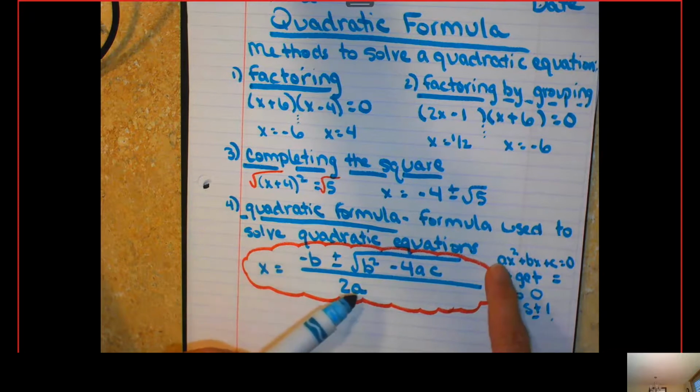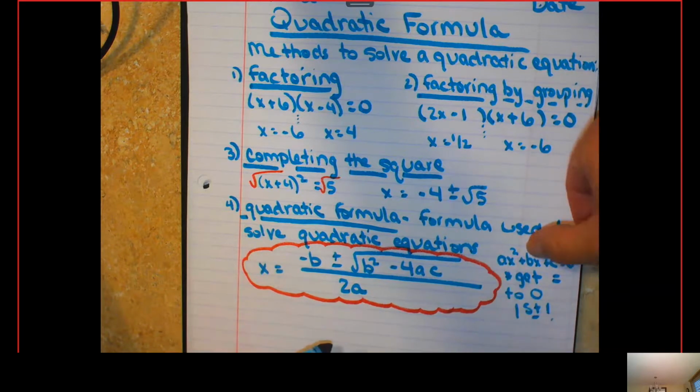The a would be the number in front of the x squared, the b would be the number in front of the x, and the c would be your constant, the number at the end.